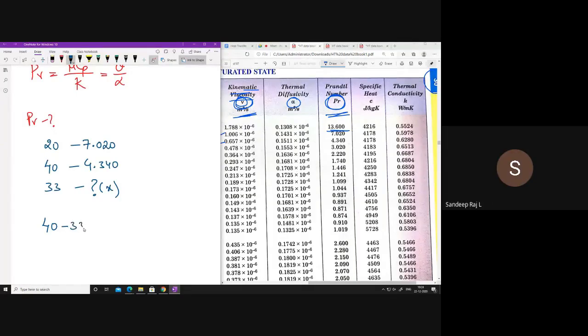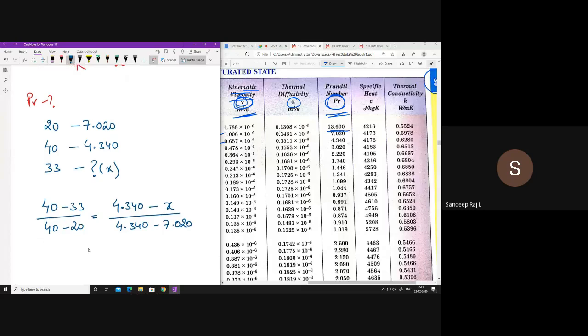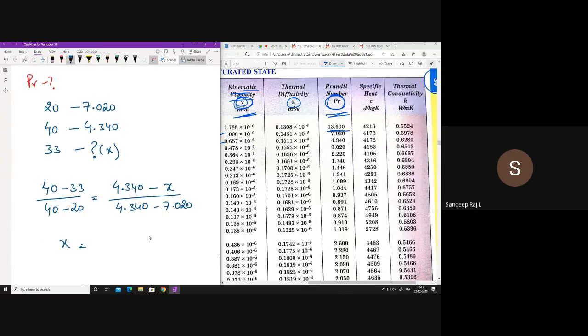(40 minus 33) by (40 minus 20) is equal to (4.340 minus x) by (4.340 minus 7.020). It is not 22, it's 20 actually. So tell me, what is the x value? 5.278. Make sure the value is in between these two values. That's the way you cross-check. So that's the Prandtl number value.